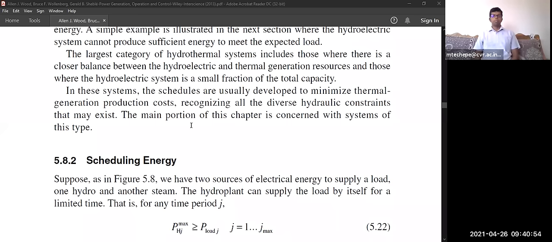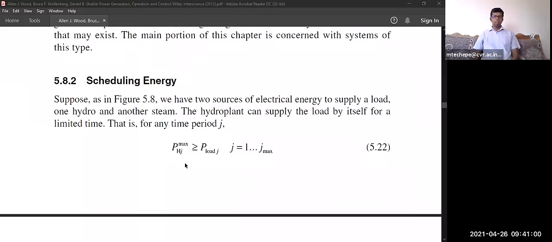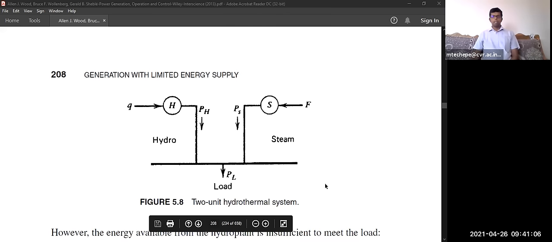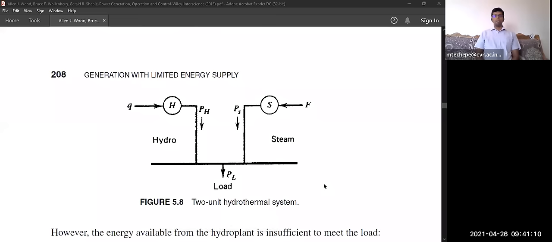Today we are going to see about hydrothermal scheduling. If you see this figure, this figure consists of a two-unit hydrothermal system. So why are we going for this hydrothermal scheduling?